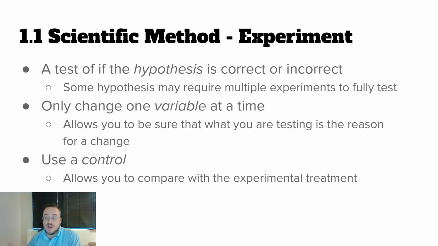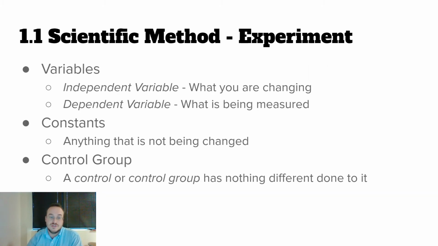Controls are what allow us to compare the experiment with the actual treatment that we're doing. So we want to make sure that nothing else changes. A control is something that doesn't change. So we have two different types of variables, independent and dependent variables. I remember independent variable because it starts with an I, and I'm the one changing it. Dependent depends on the other variable. Right inside the word dependent is the word depend. That's how I remember that.